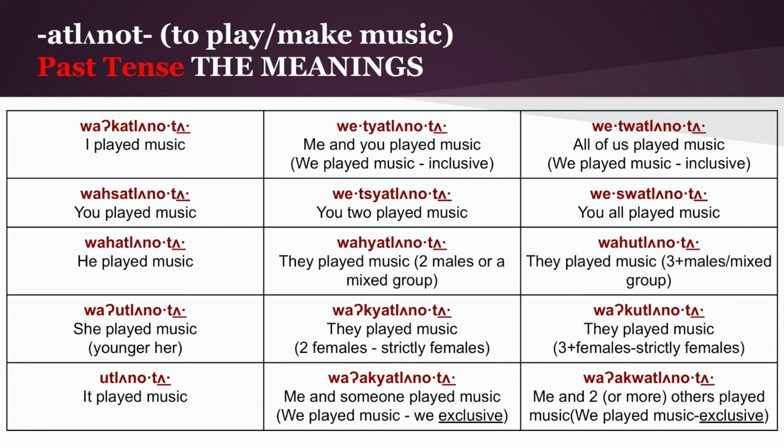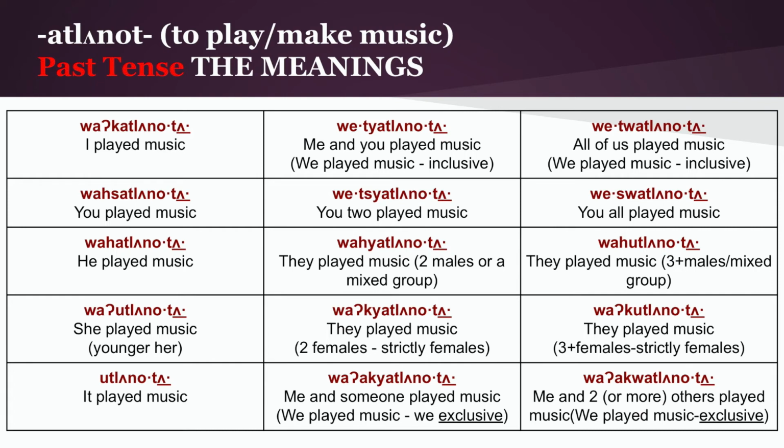So the last one in the second column, wa gedlinode, me and someone played music, we played music. It's like an exclusive we. Wadwedlinode, all of us played music, we played music. It's inclusive. Waswedlinode, you all played music. Wahundlinode, they played music, three or more males or a mixed group. Wagundlanod, they played music, three or more females, always strictly females. Wa agwadlanod, me and two or more others played music.